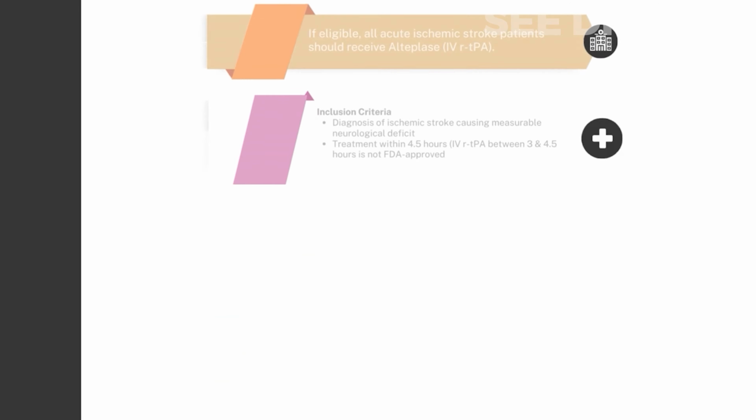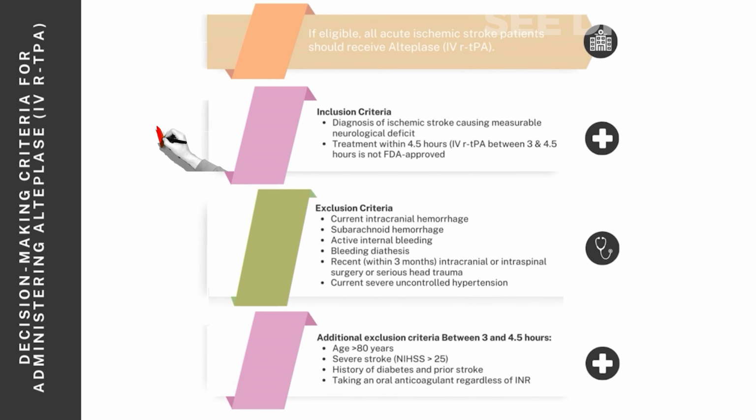Even if it is less than 6 hours, that's good. That's the protocol every hospital follows, and you see who is eligible for alteplase. The inclusion criteria are a diagnosis of ischemic stroke causing measurable neurological deficit and treatment within 4.5 hours or less. You exclude the patient if there is a current intracranial hemorrhage on CT or subarachnoid hemorrhage, acute internal bleeding diathesis, recent intracranial or intraspinal surgery, severe recent head trauma, or current severe uncontrolled hypertension. Those people are not eligible to receive alteplase.